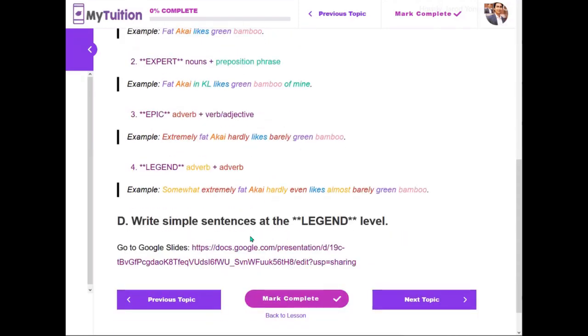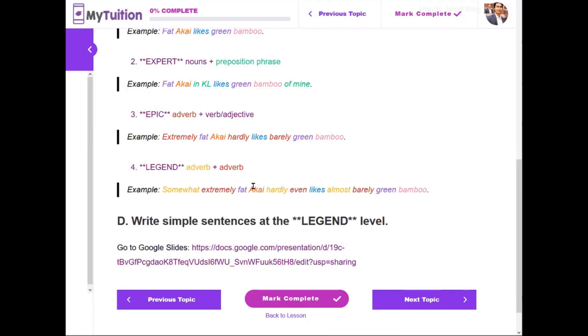At the legend level, you write adverbs for adverbs. So I've coded it in orange, and so you can see extremely fat Akai, somewhat extremely fat. Extremely fat is kind of painful for people to hear, so you can cushion it with somewhat, sort of kind of thing. And being able to do that shows that you have a complex understanding of English and you have really good vocabulary and command of grammar, which is why using adverbs for adverbs is at the legend level, and you can try and aspire for that.